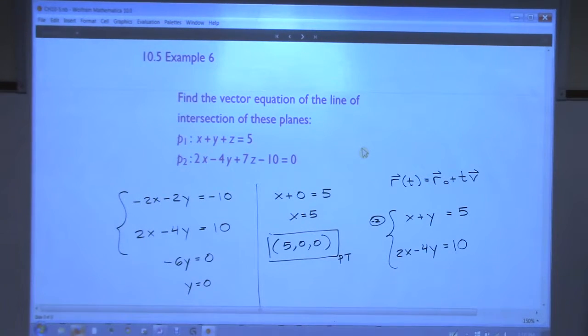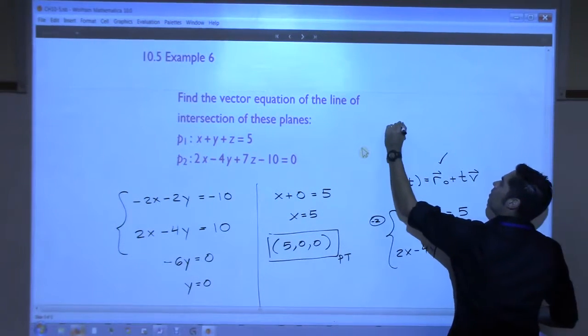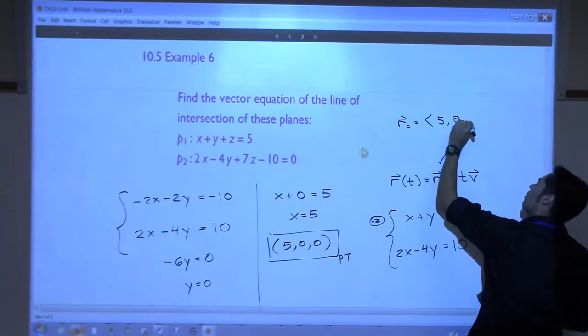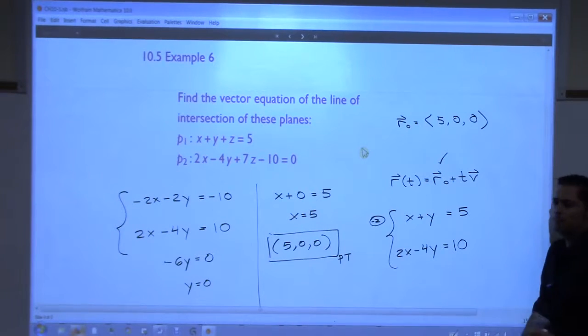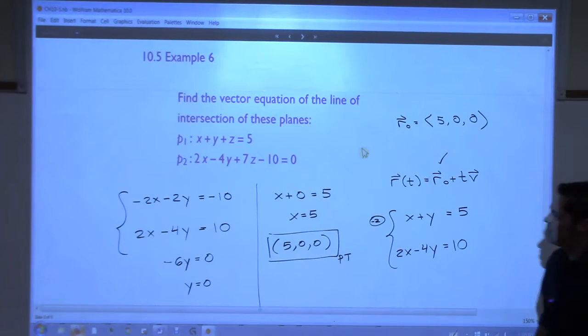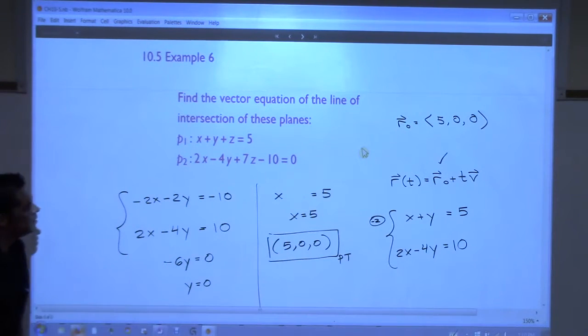Since that point lives on the line, I can draw a vector from the origin to that point. That'll be R naught. So I know what R naught is now, right? I'll put it up here. R naught, the vector, is the vector 5, 0, 0. We good? The 0 right here just goes away. I mean, it's adding nothing.